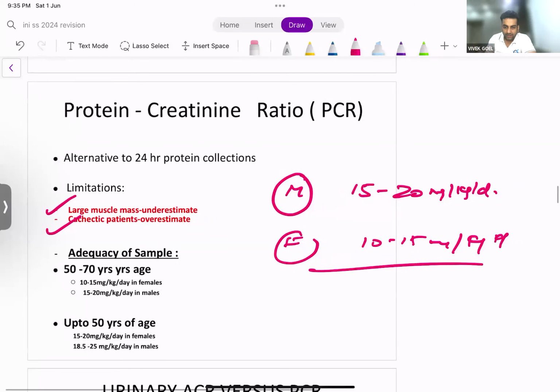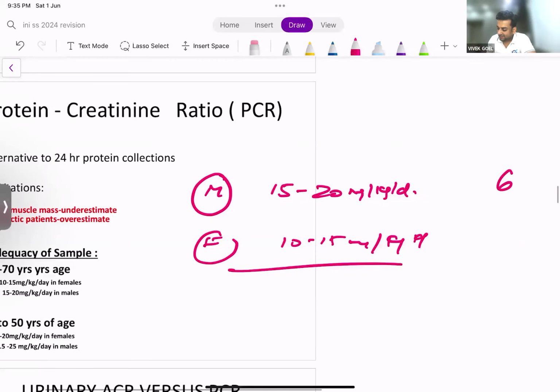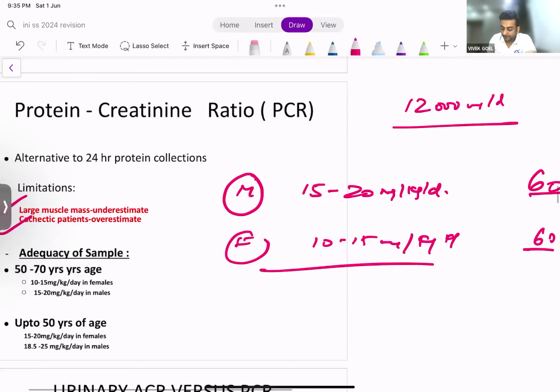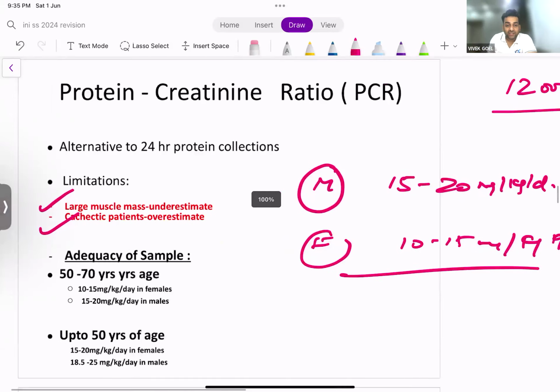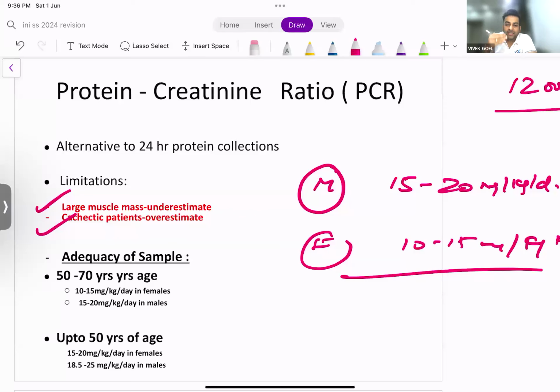Now, for example, if there is a 60 kg male, the patient should be having at least 1200 milligrams per day of creatinine in the urine. If it's a 60 kg female, the patient must be having somewhere around 800 to 900 mg of creatinine in the urine. If not, then in a protein creatinine ratio, if the denominator is wrong, the ratio becomes wrong. So always check the adequacy of the sample by this denominator value, which is the creatinine excretion in the urine, which is very, very important, my students.